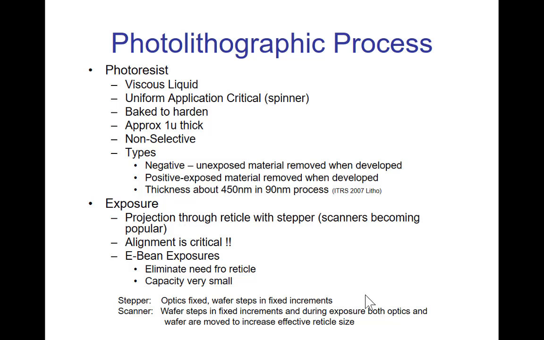There are two types. If you expose it and it becomes softened, you can dissolve it. The other type is the opposite. What is photoresist made out of, and how does it actually react with light?